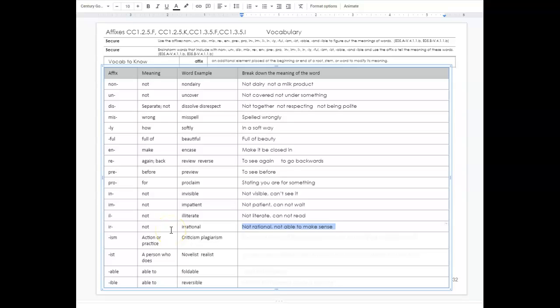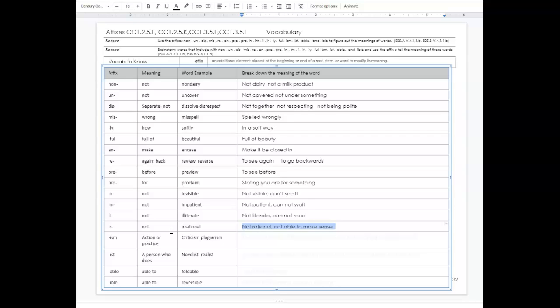And with all of these, they're not interchangeable. I couldn't say non-patient. That would not be the correct word. I would use impatient. I would not say unliterate. I would say illiterate. So some of this comes down to just memorizing the different things.